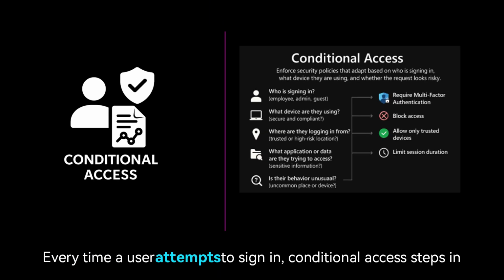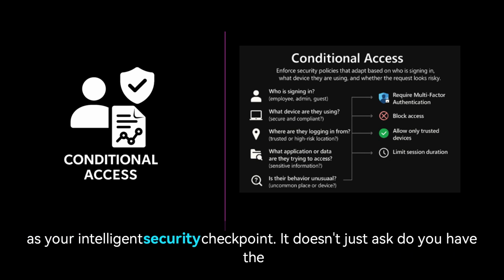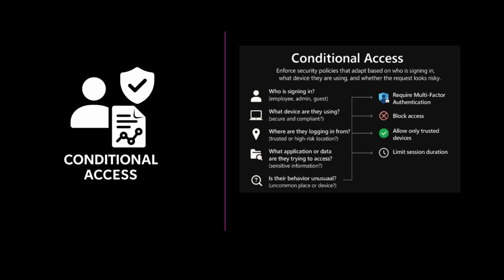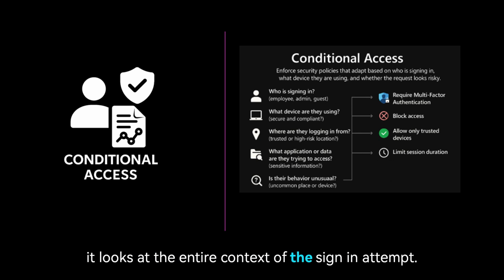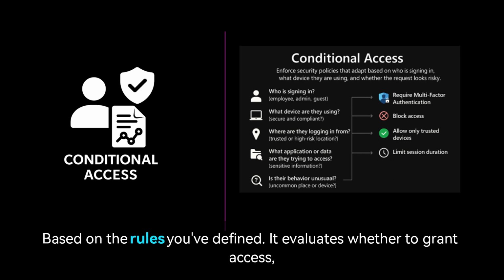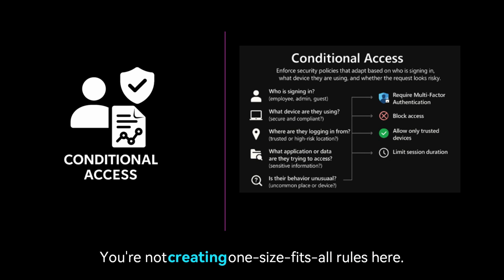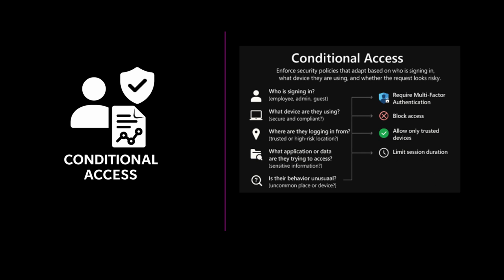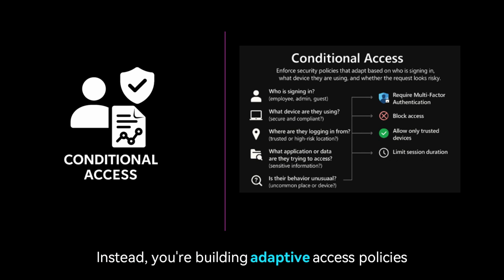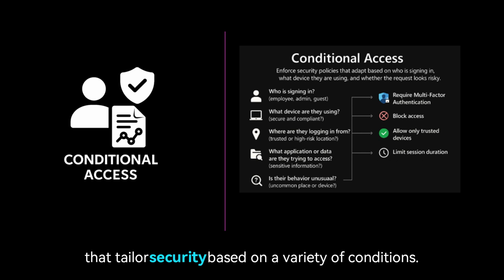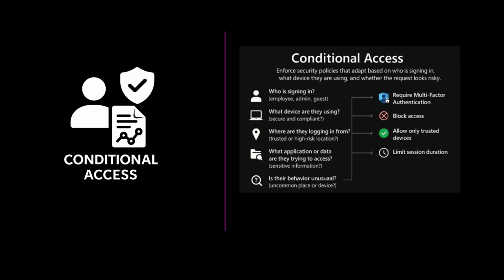Every time a user attempts to sign in, conditional access steps in as your intelligent security checkpoint. It doesn't just ask, "Do you have the right password?" It looks at the entire context of the sign-in attempt. Based on the rules you've defined, it evaluates whether to grant access, prompt for extra verification, or block the request altogether. You're not creating one-size-fits-all rules here. Instead, you're building adaptive access policies that tailor security based on a variety of conditions.